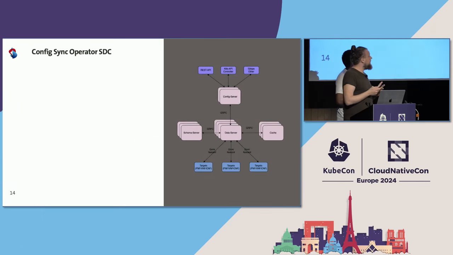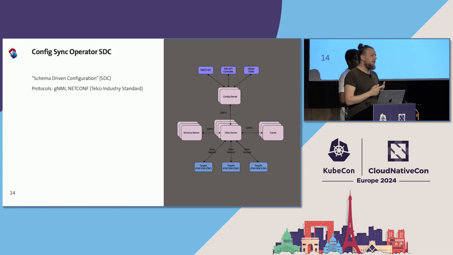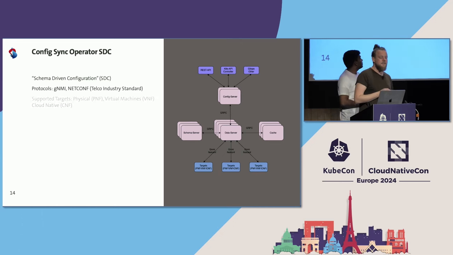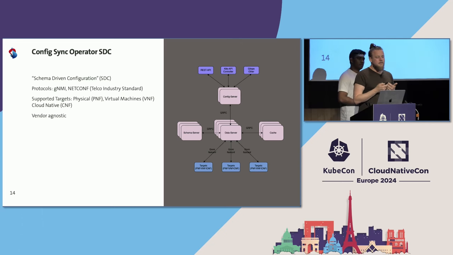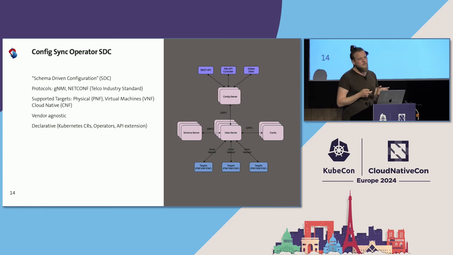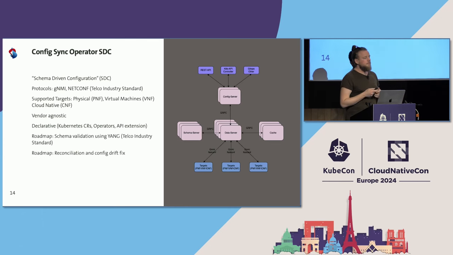So the tool we currently think is going to solve this issue for us is called SDC. It's schema-driven configuration. That's a fairly new tool that was published on GitHub a few weeks ago. It's basically implementing protocols like gNMI and NETCONF, so telco industry standards. It's supporting physical, virtual, and cloud-native endpoints. It's vendor-agnostic, so you don't need to worry as long as your vendor adheres to standards. It's declarative, as in it's using Kubernetes resources, Kubernetes operators, and so on. And on the roadmap, there's schema validation and fixing of config drift.